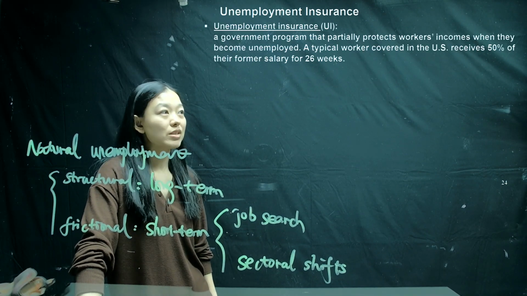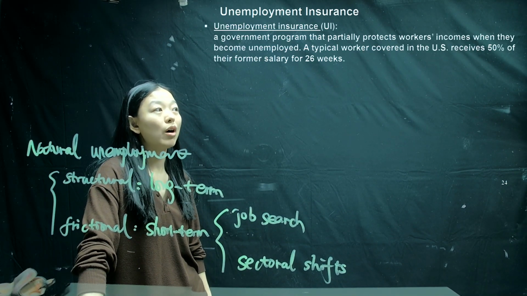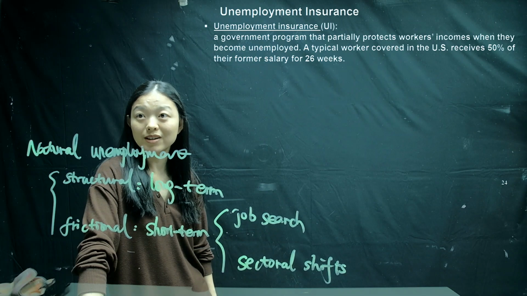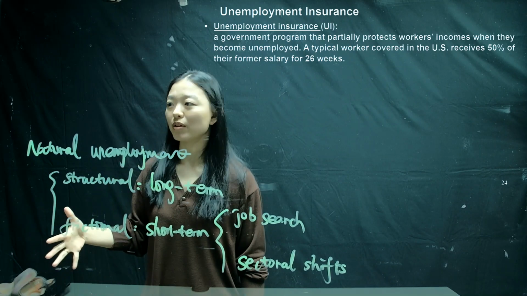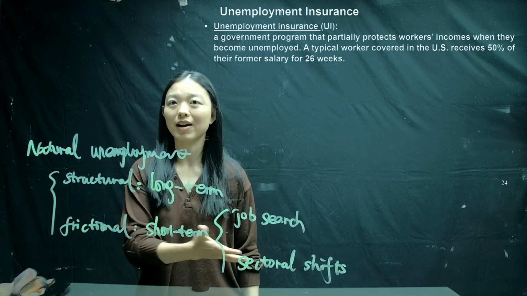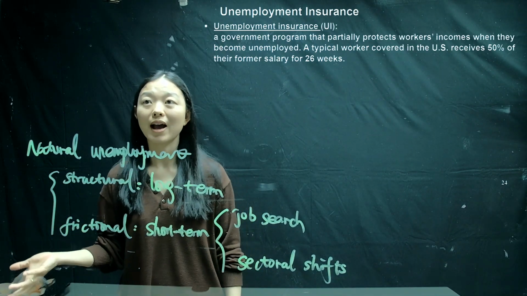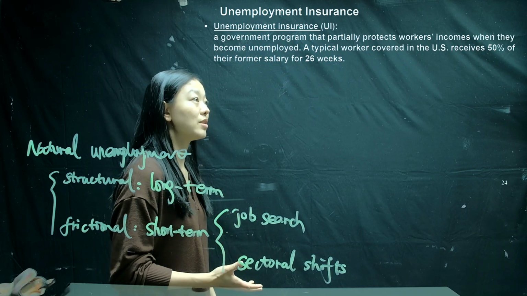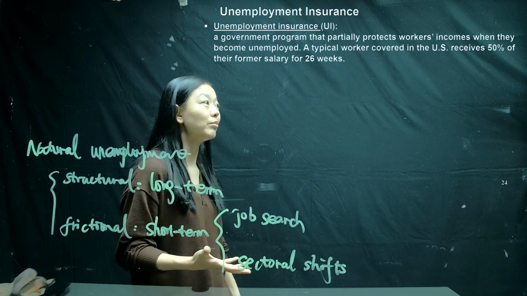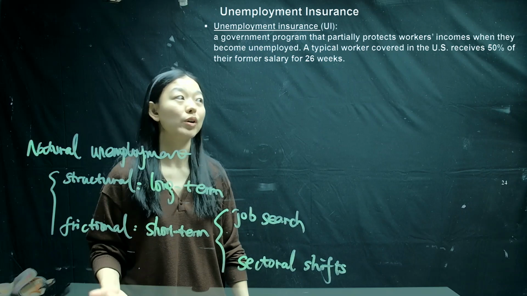You know that government sometimes will offer unemployment insurance, right? If you just become laid off, then you don't need to worry that you will have no income in the next couple of months, because the government has unemployment insurance. So unemployment insurance is a policy that can protect workers' income when they become unemployed.